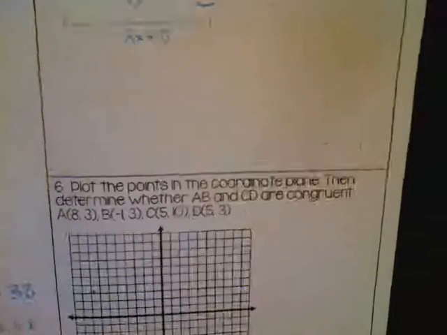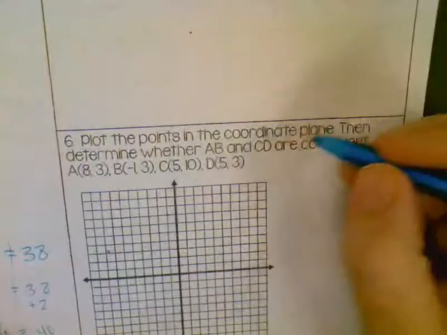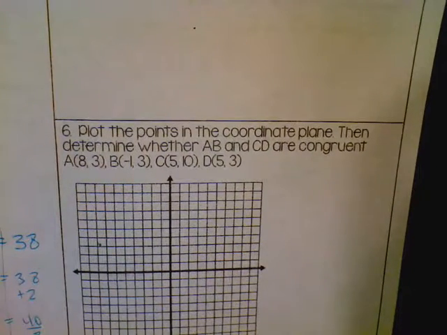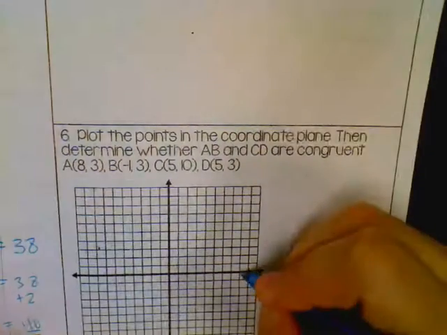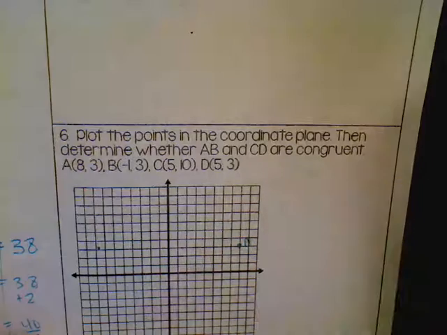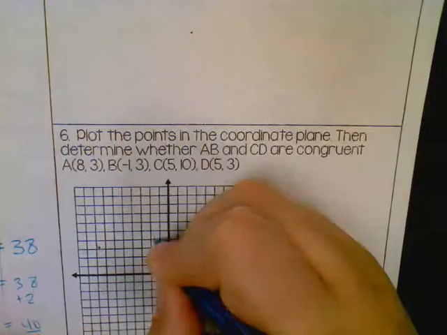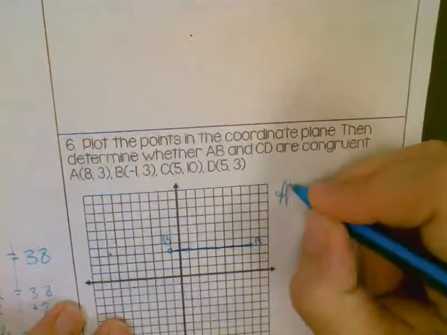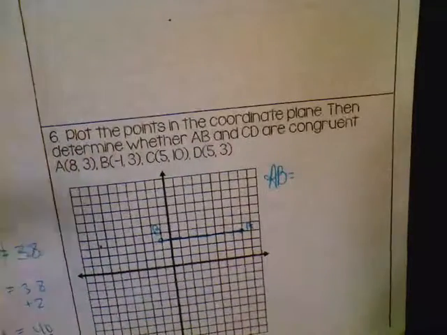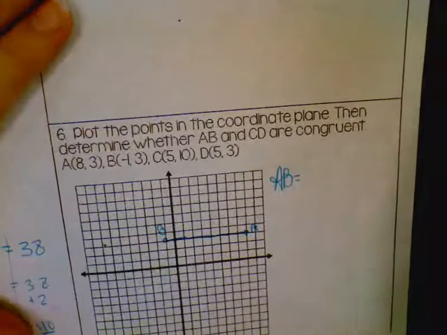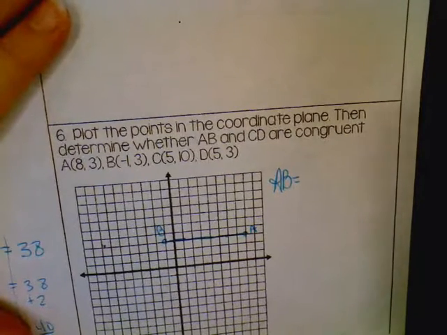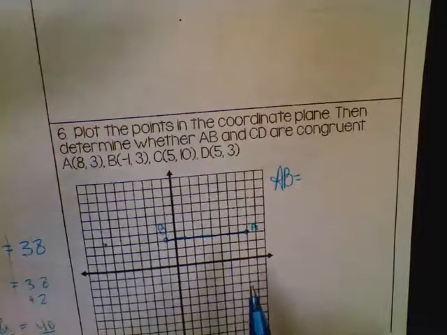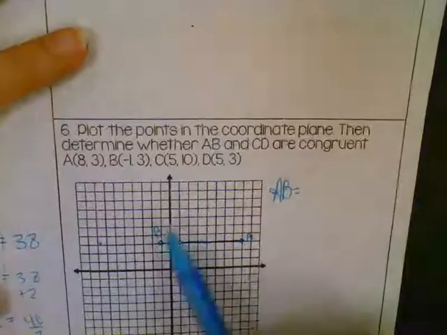Okay, so for question number 6, it wants us to determine whether segment AB and CD are congruent. So let's go ahead and real quick graph those points. Okay, so A is at 8, 3. So here's point A. B is at negative 1, 3. So here's our segment AB. So remember, to find the length of that line, we do the absolute value of the difference. Okay, so are the y values changing to get from A to B? Good, it's not. It's just a horizontal line, so the y's aren't changing, it's the x's.